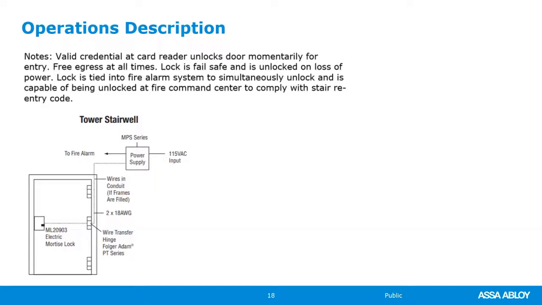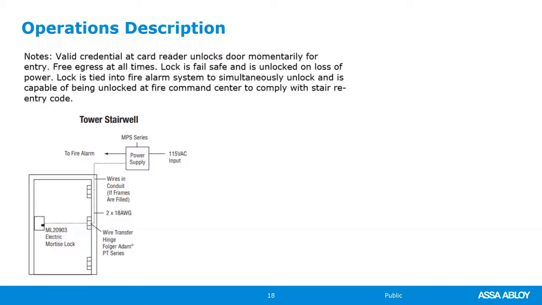But with electrified hardware, unless you put an operations narrative describing the outside function, the inside function, what happens on fire alarm, what happens on power loss, the electrician is not going to know how to wire this up. So this also protects you.